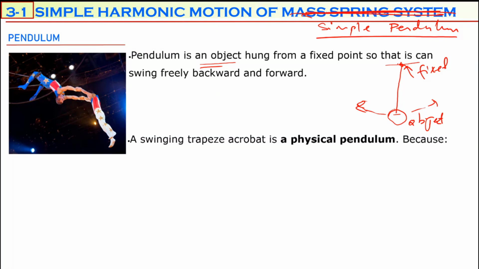In your book, the first example given about the pendulum is the swinging trapeze acrobat, like this one. These two people are swinging. Let me use the blue pen. Okay, so they are swinging about a fixed point. They are attached to that fixed point by ropes. A swinging trapeze acrobat is a physical pendulum. Yes, it's a pendulum, but a physical pendulum.